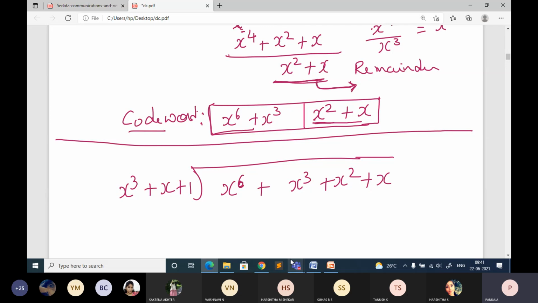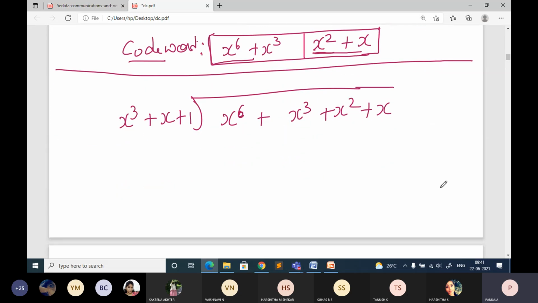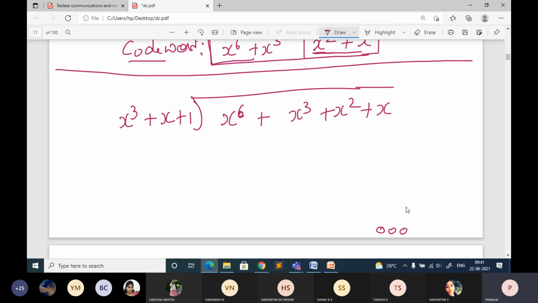Okay, and at last the remainder should be 0 if there is no error. That means you should not get any terms left out here. All bits should be represented as 0. That means all the terms will get cancelled. If that is the case, it indicates no error. If you are getting some remainder other than 0, either some x value, x square or x, anything other than 0, it indicates that the data is corrupted.